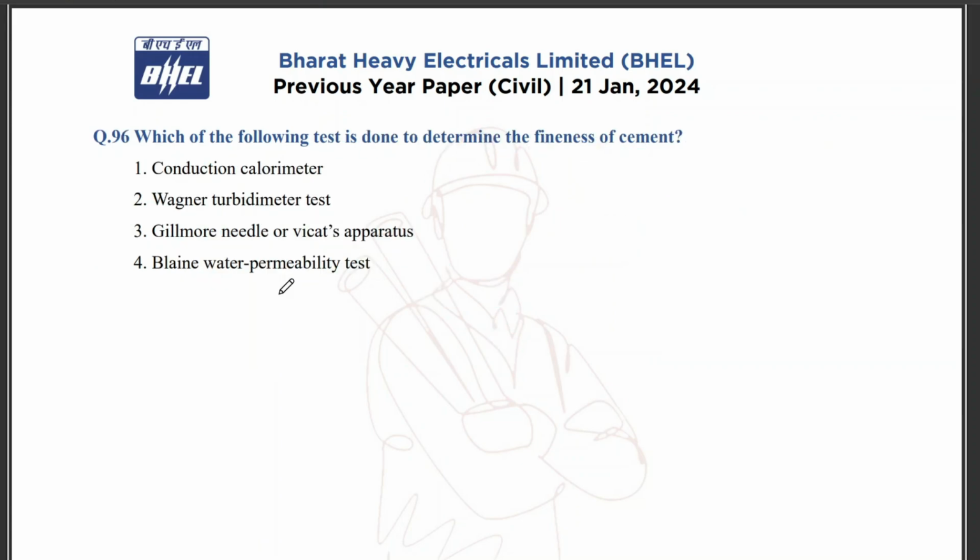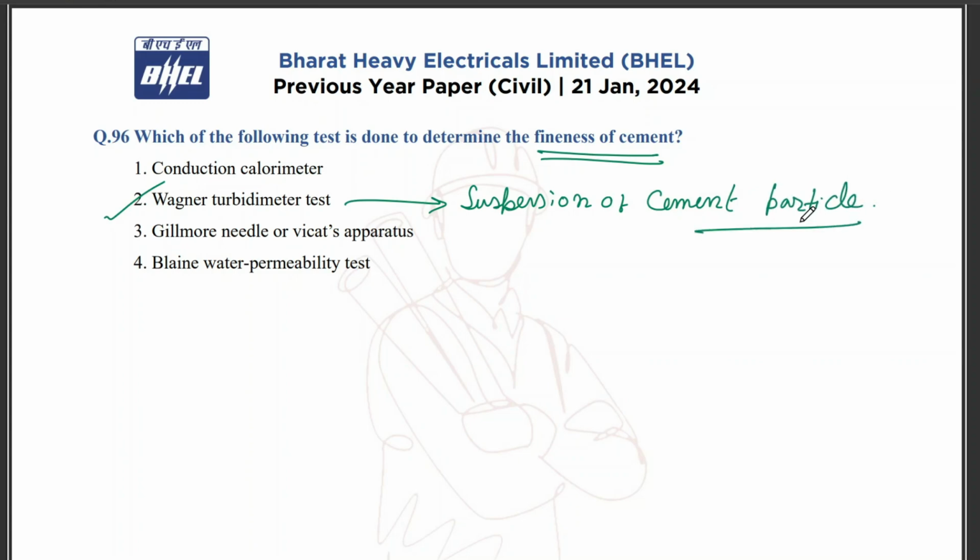Question number 96. Which of the following tests is done to determine the fineness of cement? The Wagner turbidimeter test is used to determine the fineness of cement based on the principle of light scattering. It measures the specific surface area of cement by analyzing the suspension of cement particles in a liquid medium. And remember, the higher the fineness, the greater the scattering of light.